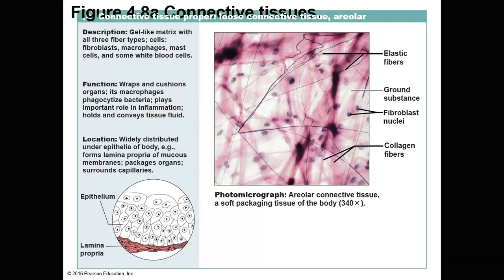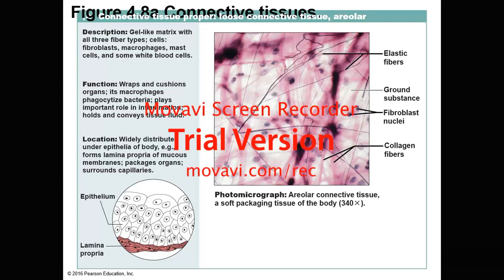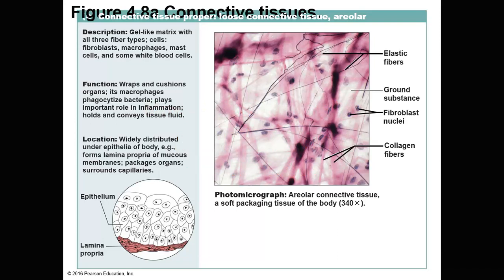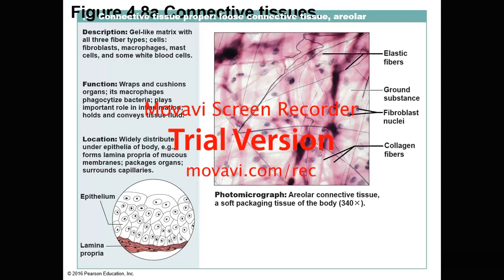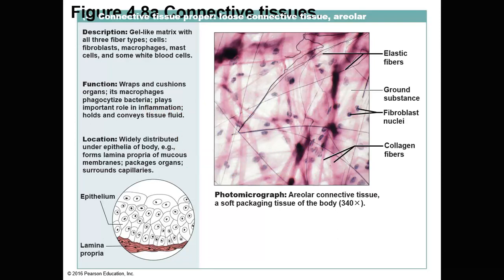Widely distributed under epithelia of the body, forms lamina propria of mucous membranes, packages organs, surrounds capillaries. And remember the interstitial fluid forms from fluid being pushed out of the capillaries. When blood goes through the capillaries, some of the fluid gets pushed out of the capillaries and into the area that's in between the tissue. That's called interstitial fluid. And if you have an excess of that, this areolar connective tissue is going to absorb it, and that's where you get your edema, swelling, from.